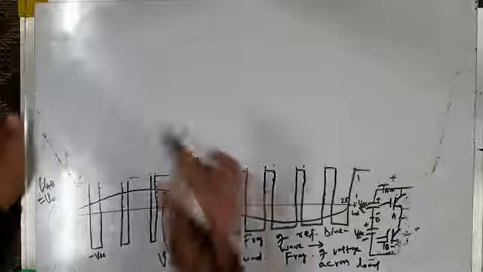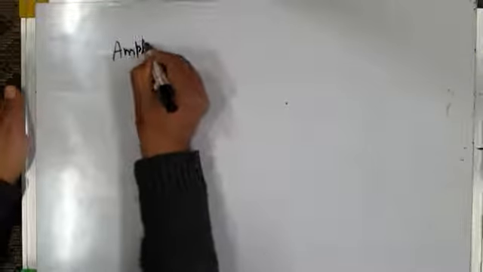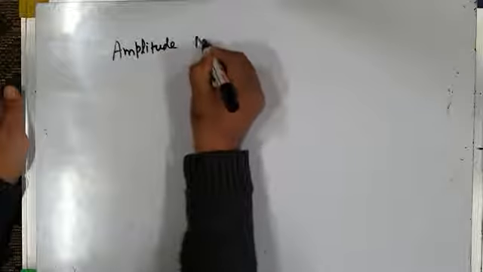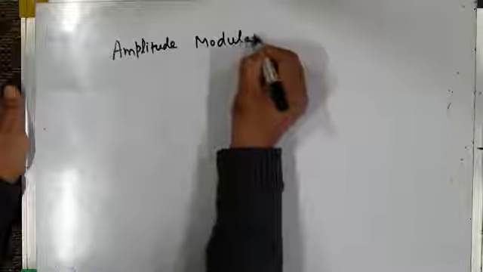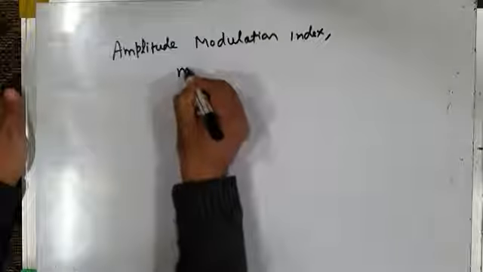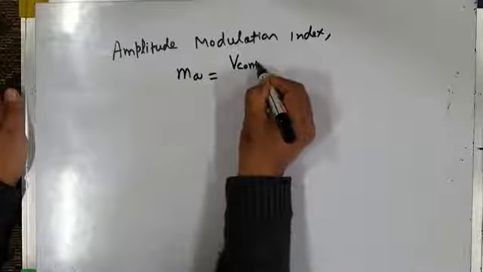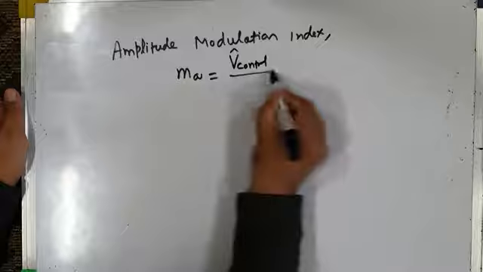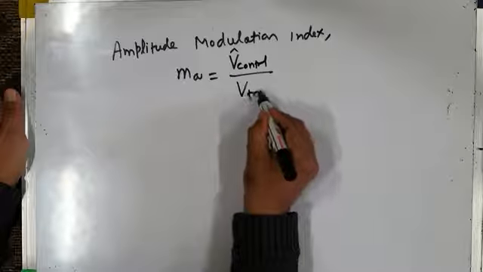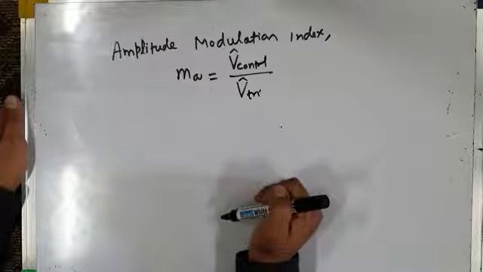So here we define modulation index. For example, we define amplitude modulation index, denoted by MA. It is the peak of the control voltage, the reference sine wave, divided by the peak of the triangular carrier wave. Okay, it's V control peak by VTRI.